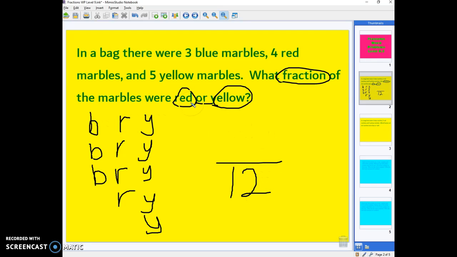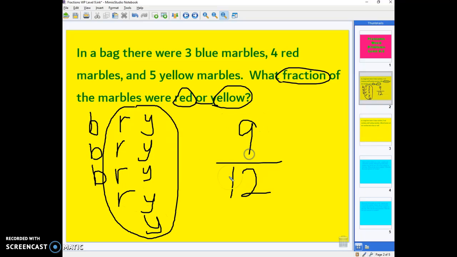And then it says what fraction were red or yellow. So the red color or the yellow color. So that would be all of these. So none of the blues. So I just add how many reds and how many yellows I have. Just count them all. 1, 2, 3, 4, 5, 6, 7, 8, 9 marbles that were red or yellow. So my fraction would be 9/12 of my marbles were red or yellow. Let's try that again here.